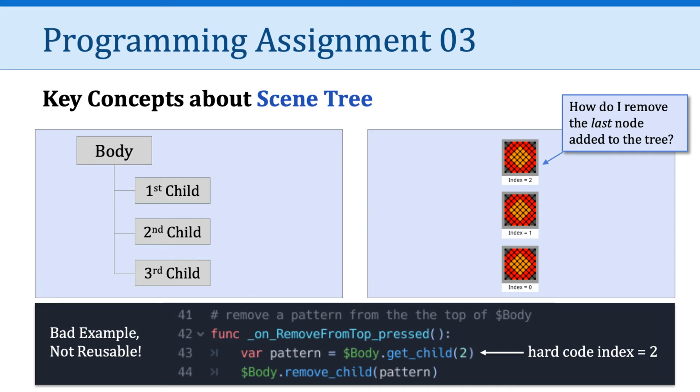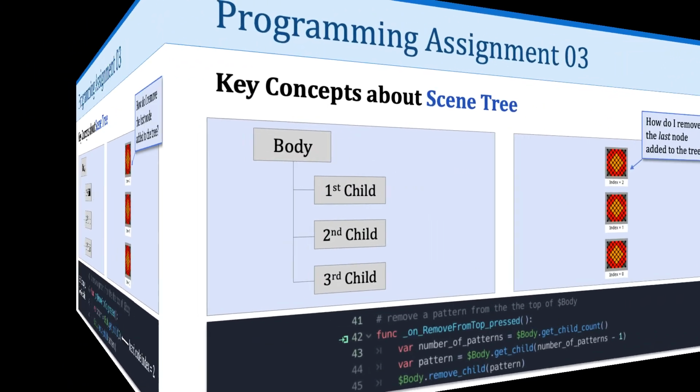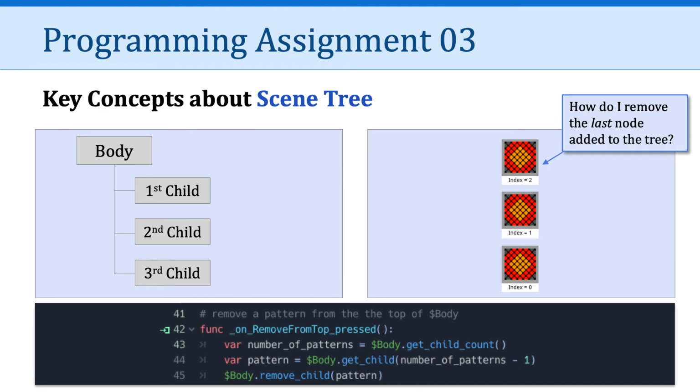So a better solution is to make our code scalable. And the way we did that in last week's tutorial and in this assignment is we create a variable called number of patterns, and we get a count of the number of children. In this case, there are 3 children. And then in pattern, we say get the child that is 3 minus 1. In other words, get the child at index 2 and remove that child.